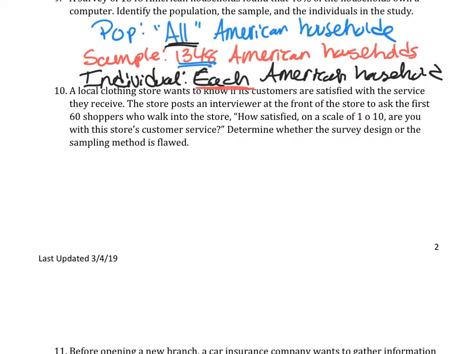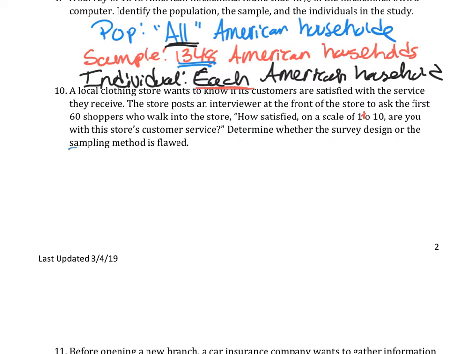All right, number 10. A clothing store wants to know if its customers are satisfied with the service they receive. The store posts an interviewer at the front of the store to ask the first 60 shoppers who walk into the store how satisfied, on a scale of 1 to 10, are you with the store's customer service. Determine whether the survey design or the sampling method is flawed. The question they're asking is pretty good. The question itself is fine.